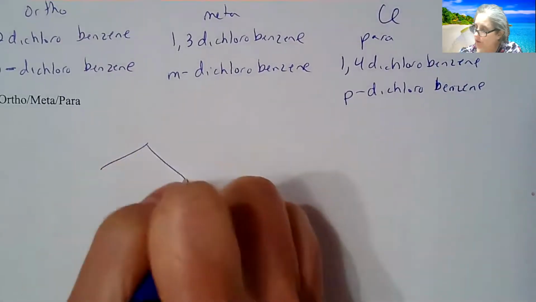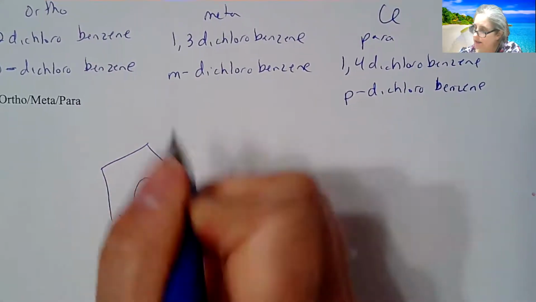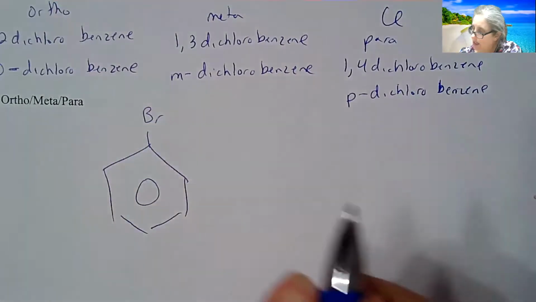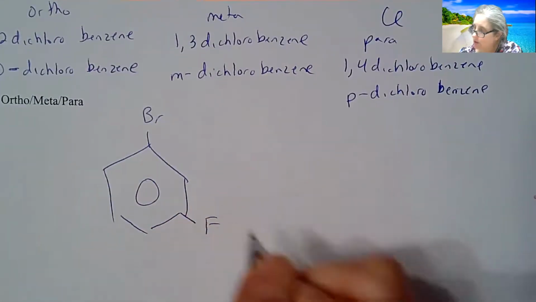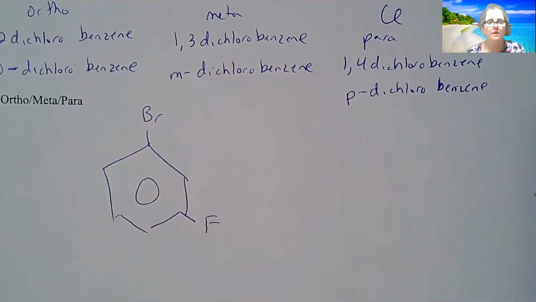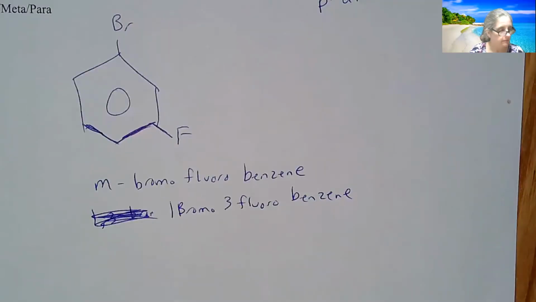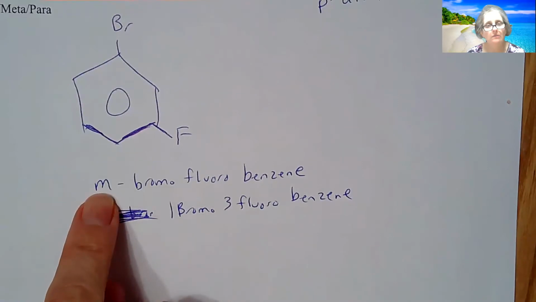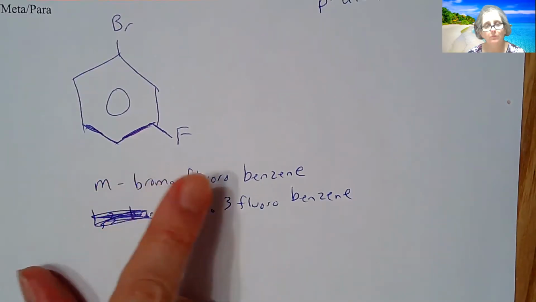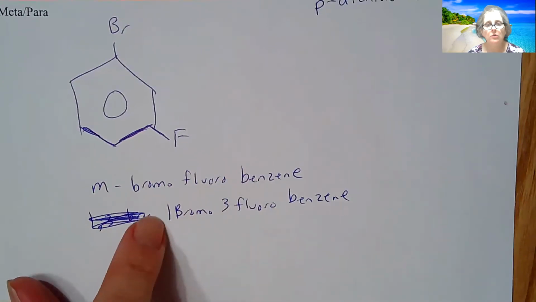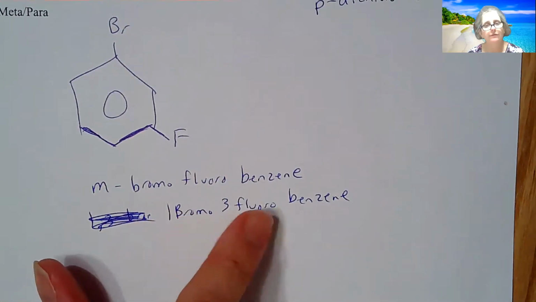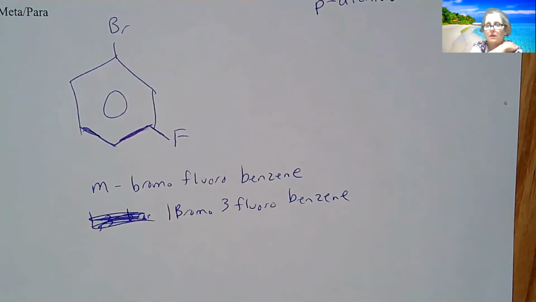All right, so let me draw one more down here for practice and see what you call it. So for this one, again, if you want to use meta, you can, because there's 1 between it, meta bromofluorobenzene, or you can do 1 bromo, 3 fluorobenzene. Either one is going to be acceptable to me, but you are going to have to know what ortho, meta, and para mean.